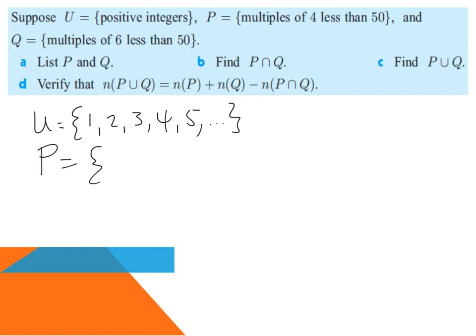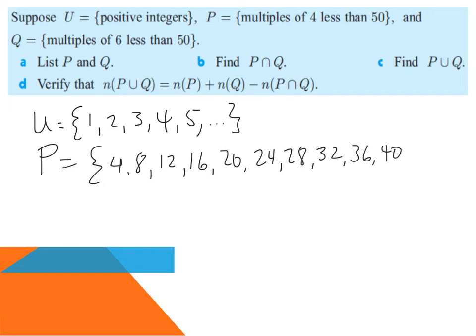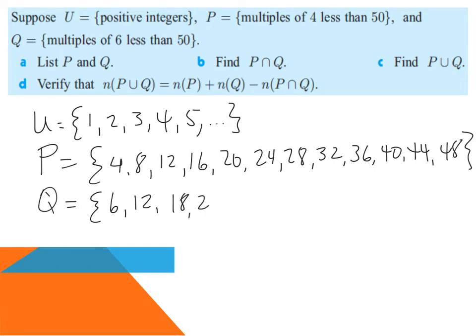So less than 50, multiples of 4 would be 4, 8, 12, 16, 20, 24, 28, 32, 36, 40, 44, and 48. And then set Q is going to be multiples of 6 less than 50. So 6, 12, 18, 24, 30, 36, 42, and 48. So there's the universal set, set P, and set Q.